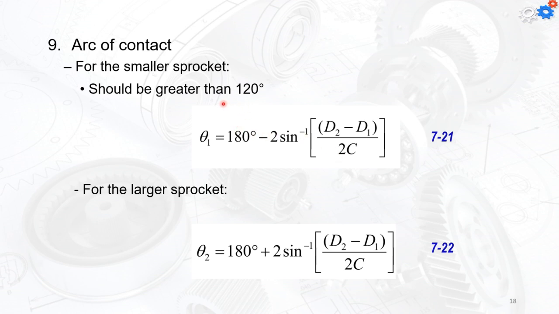If I get it less than 120, just redesign with a new guess for the C, and then you're going to have a new pitch value to get the new diameters. Theta 1 plus theta 2 should always be 360.